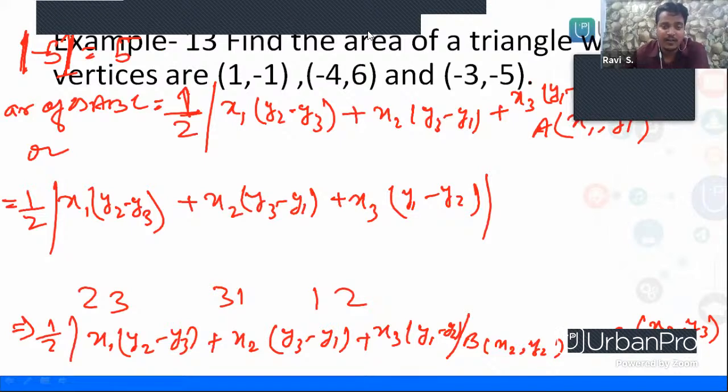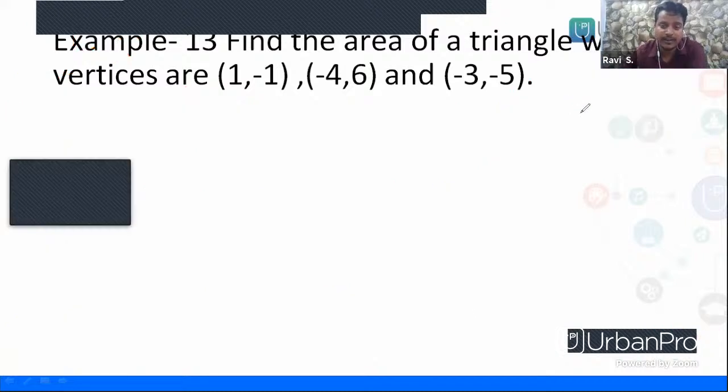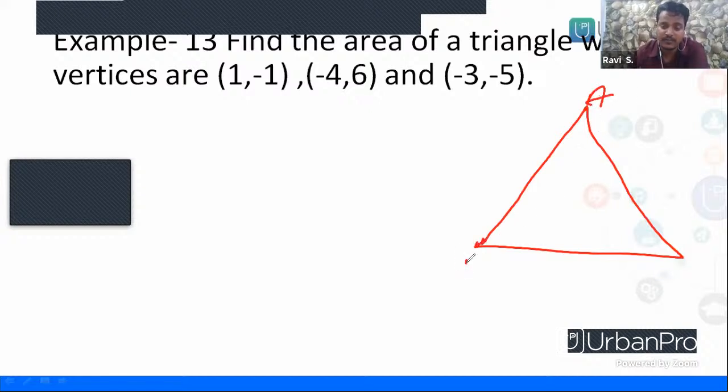Now, as I told you, practice. We need to do practice here. So this is example number 13, guys. So let's see how it can be solved. Again, I have just drawn a triangle here. Forget the shape, pardon me for this irregular shape of a triangle.